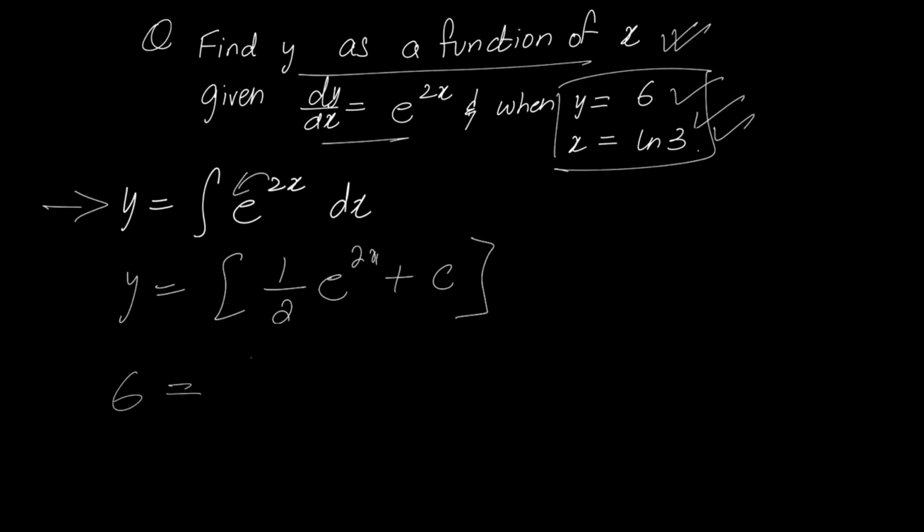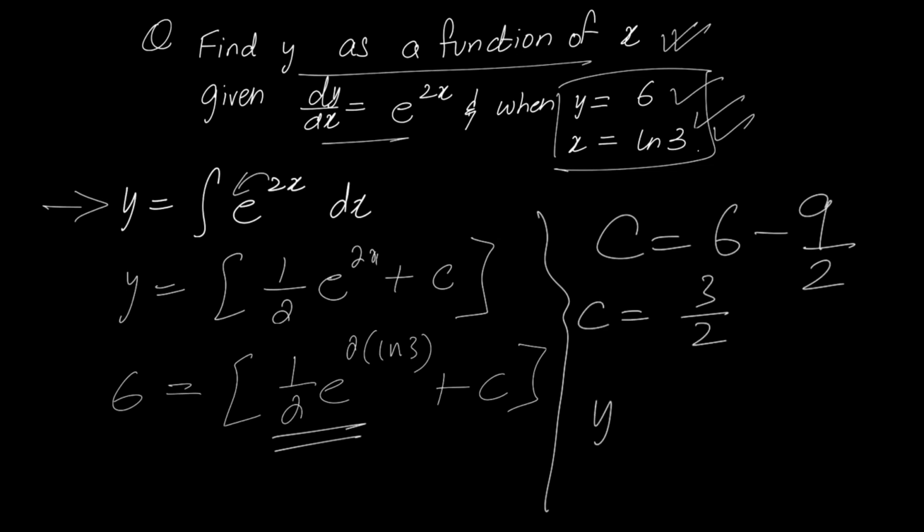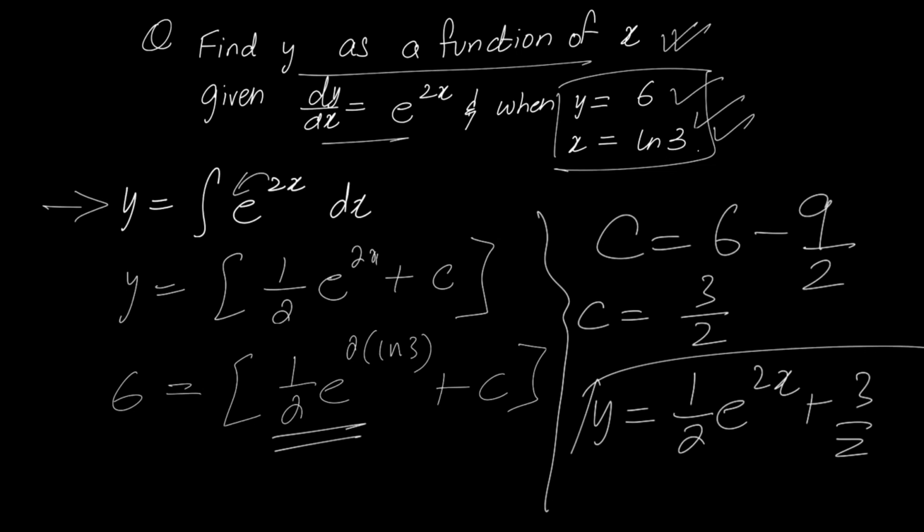So y is 6, 1 upon 2 e to the power 2 into ln 3 plus c, and c is equal to 6 minus 9 upon 2. This turns out to be 9 upon 2, and you get c as 3 upon 2. So you can write the equation as 1 upon 2 e to the power 2x plus 3 upon 2, and there is the answer. So that was all from integration.